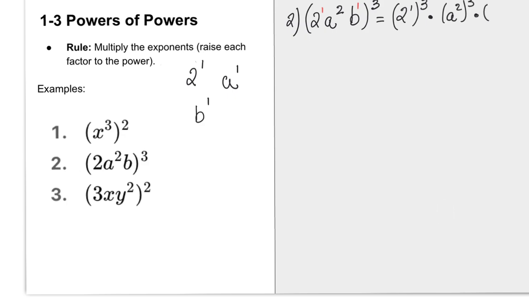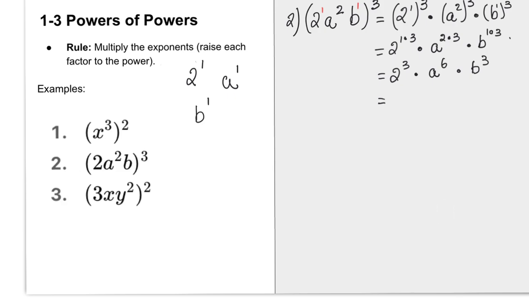And trust me, I know it's a bit tedious, but if you use this method once or twice, it will become more natural for you to understand and raise powers to powers and never get confused about that. So our rule says multiply the exponents. Okay, 2 times 3 and 1 times 3. Here we have 2 raised to the third power, a raised to the sixth power, and b raised to the third power.